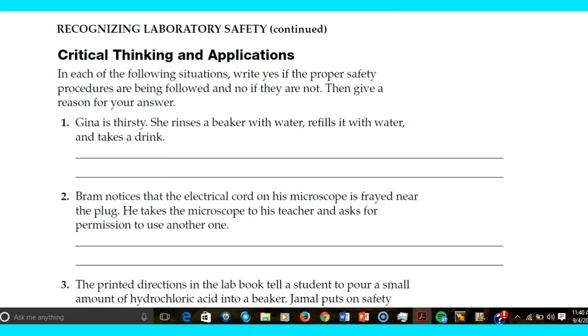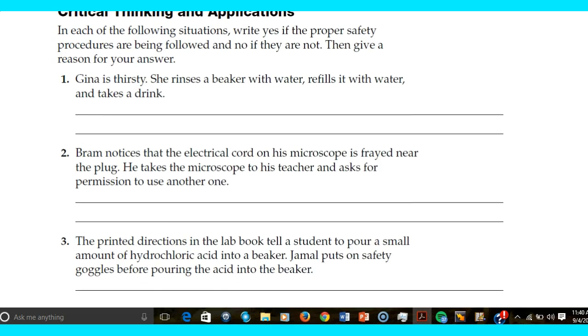Recognizing laboratory safety continued. Critical thinking and applications. In each of the following situations, write yes if the proper safety procedures are being followed, and no if they are not. Then give a reason for your answer. Number 1. Gina is thirsty. She rinses a beaker with water, refills it with water, and takes a drink.